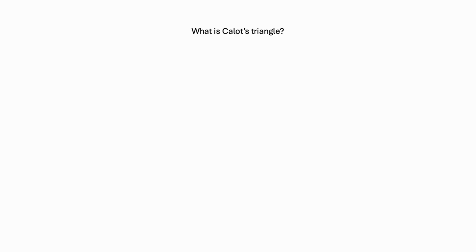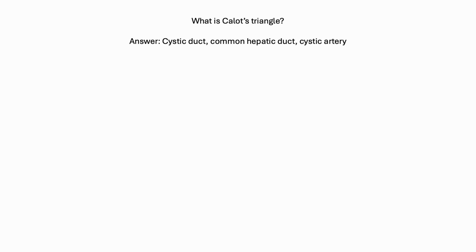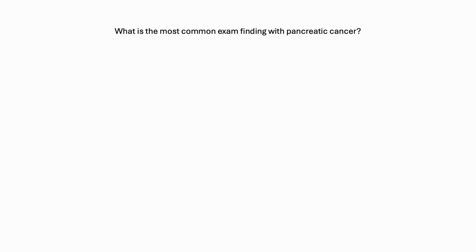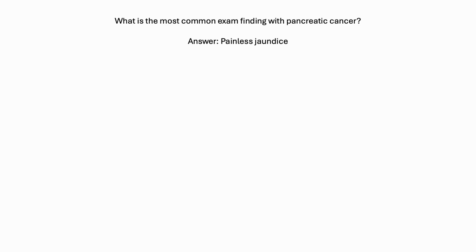What is Calot's triangle? It makes up the cystic duct, the common hepatic duct, and the cystic artery. This is a location for surgical interventions within the biliary area. What is the most common exam finding with pancreatic cancer? It's going to be painless jaundice.